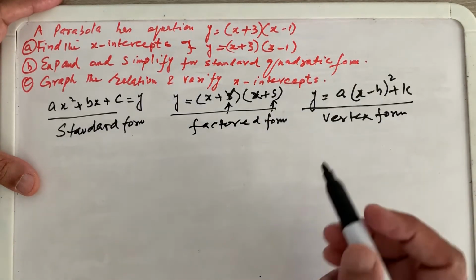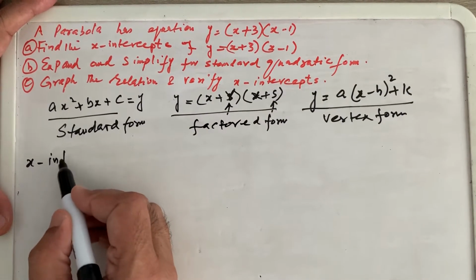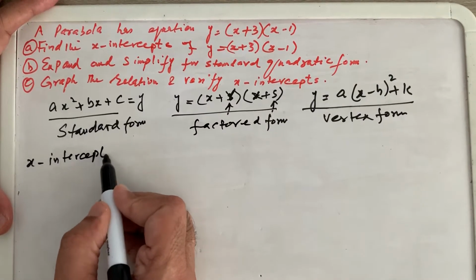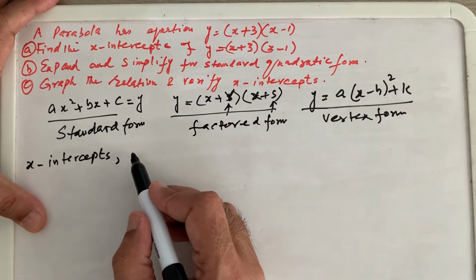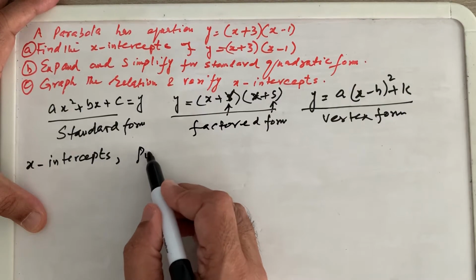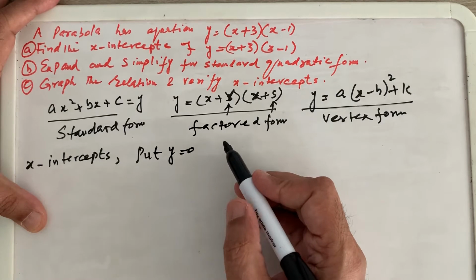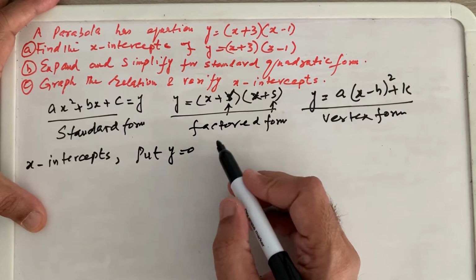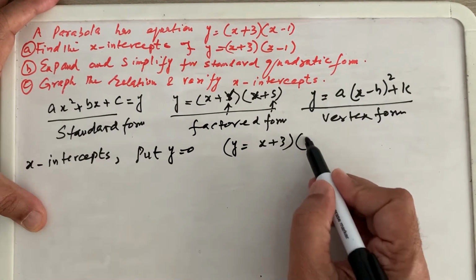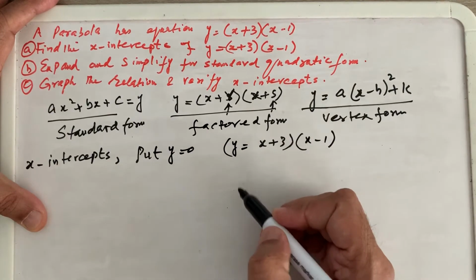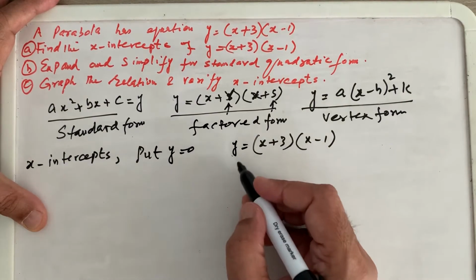So now we have the question, and the first part is find the x-intercepts of this equation. The x-intercept is easy to calculate because x-intercepts are those values of x where y is 0. So put y equals 0, and you can calculate for x, and those values will be the x-intercepts. Our equation is y equals (x + 3)(x - 1), and I am putting y equals 0.